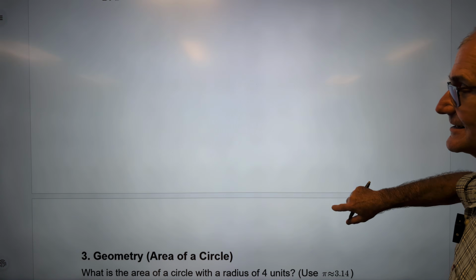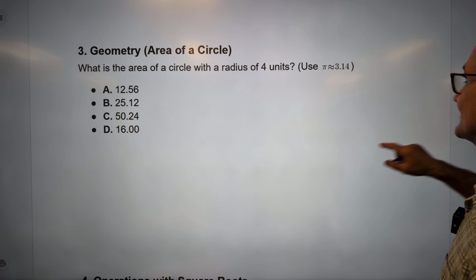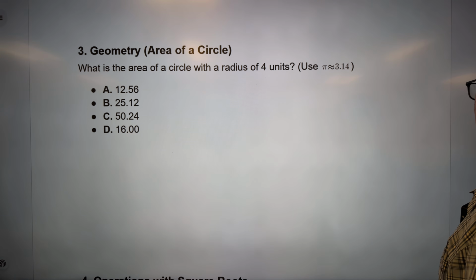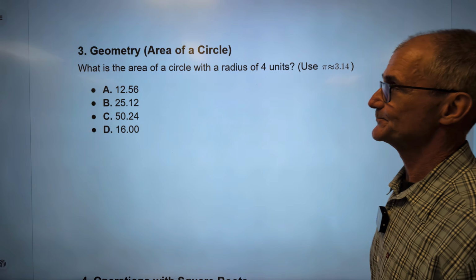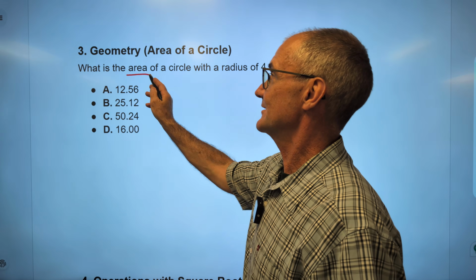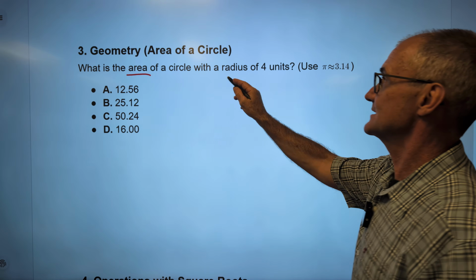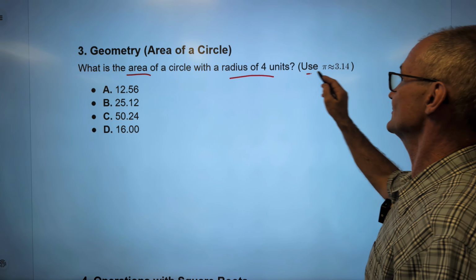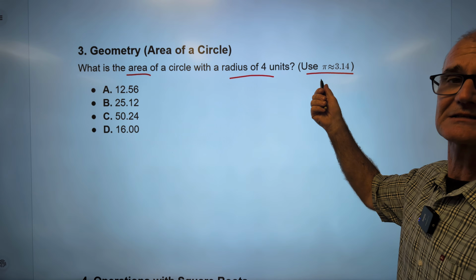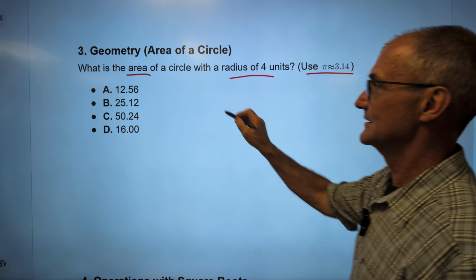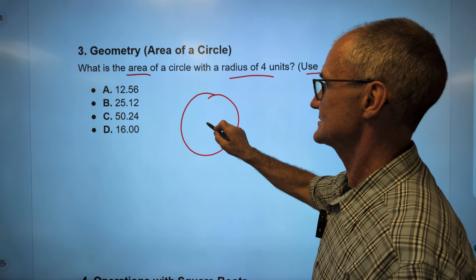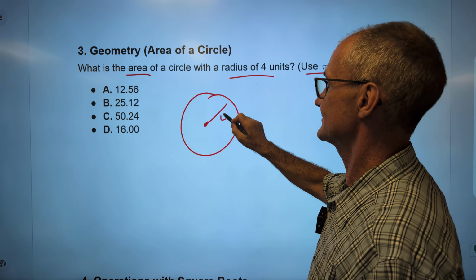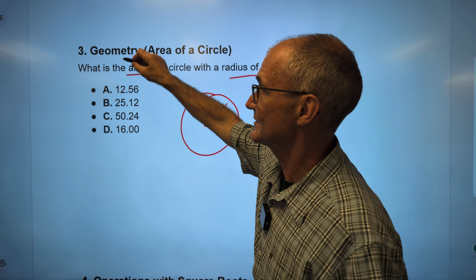Moving right along, pause that video, give number 3 a try. Unpause the video, watch how I solve it. What is the area of a circle with a radius of 4 units? Use pi approximately equal to 3.14. Let's draw that out into a picture. Circle with a center, radius of 4. I am asking for the area.